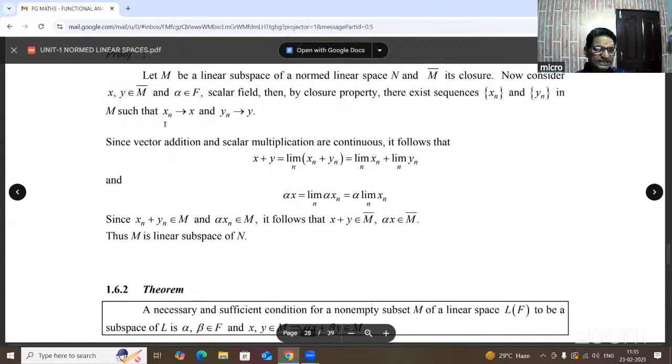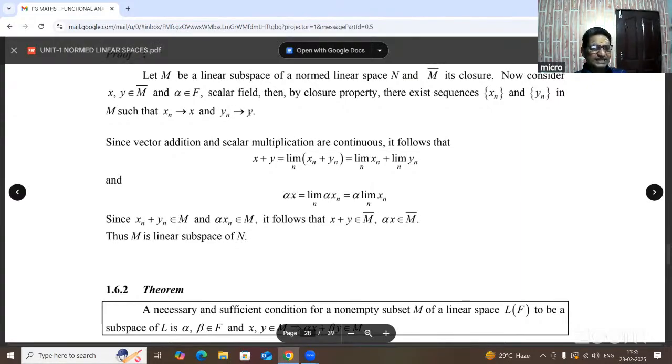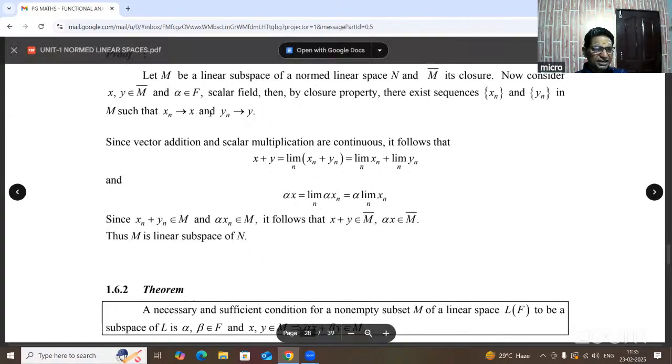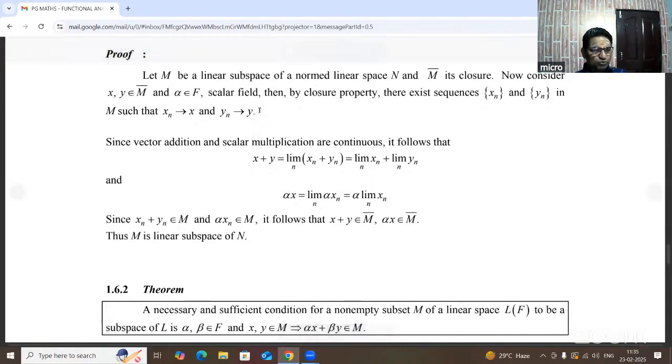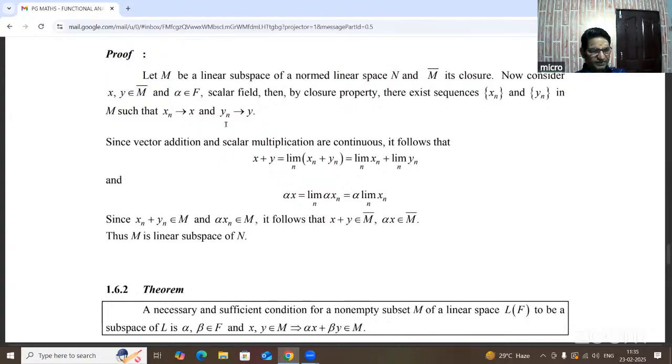Now it means that mod xn minus x is less than epsilon for all n greater than or equal to m. That is the convergence condition. Similarly, yn converges to y means mod yn minus y is less than epsilon for all n greater than or equal to m. So under vector addition and scalar multiplication, x plus y can be written as the sum of the convergence points. x plus y equals the limit of xn plus yn from the convergence condition. So individually, the limit of xn plus the limit of yn.